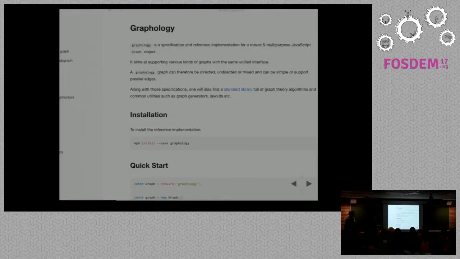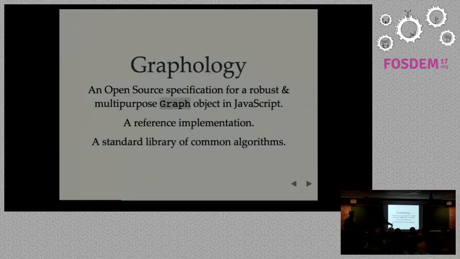So Graphology, what is it? It is a specification for a robust and multi-purpose graph object in JavaScript. So what does it mean, really? This is a specification, not a library, but you have a reference library, which is the reference implementation of this specification, which you can download and use. And you also have a standard library, which comes attached to it, which contains a lot of classical algorithms. So you've got layouts, you've got generators, you've got metrics, etc.